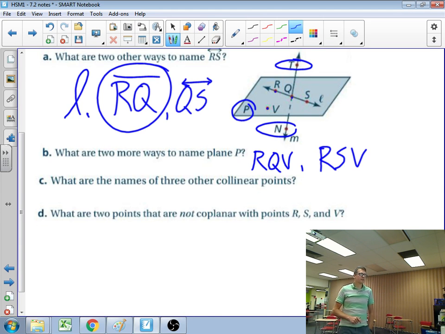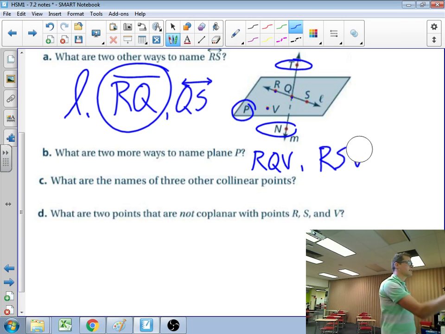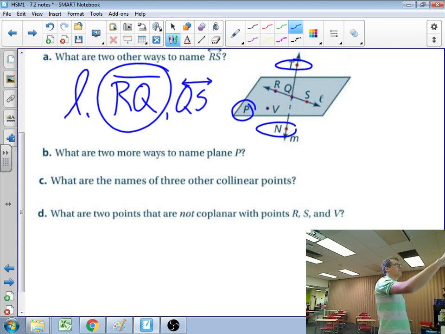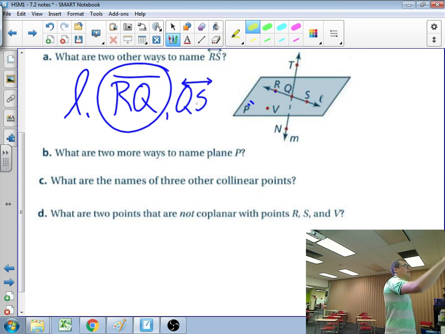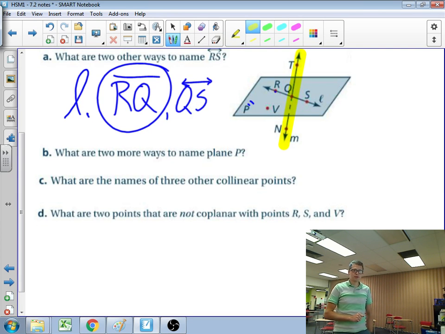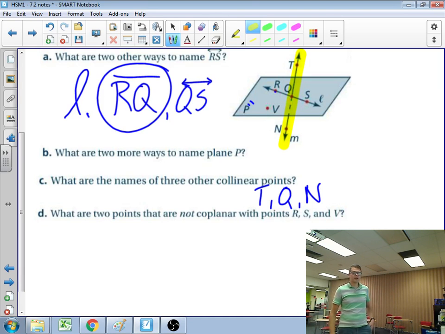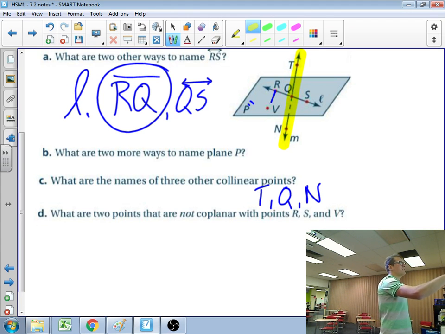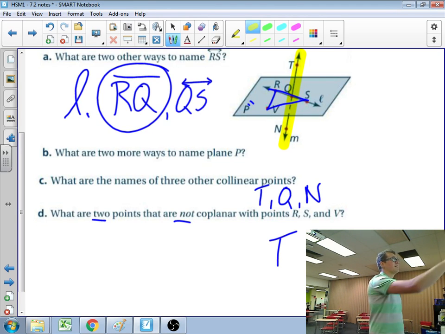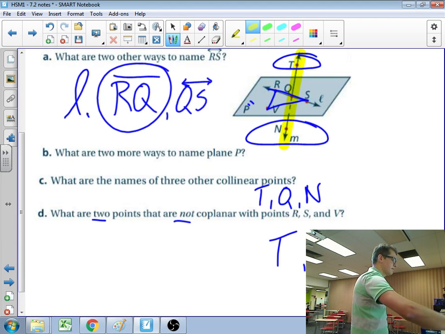Question C asks, what are the names of 3 other collinear points? If I look at another line up here, I see that this line right here has 3 points that are all collinear. So T, Q, and N are all collinear on that other line that intersects plane P. And then it asks, what are 2 points that are not coplanar with points R, S, and V? We know R, S, and V are all on this plane, so they are part of plane P. So I've already pretty much covered it, but 2 other points not coplanar, that would be point T up here and point N down here.